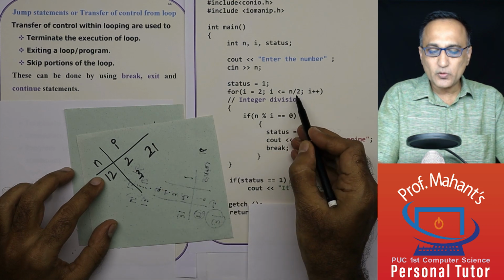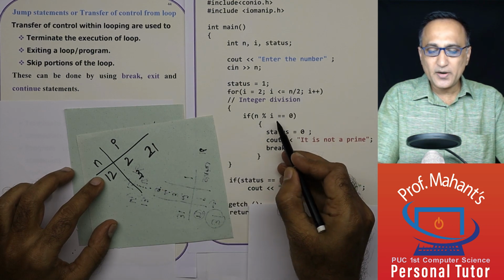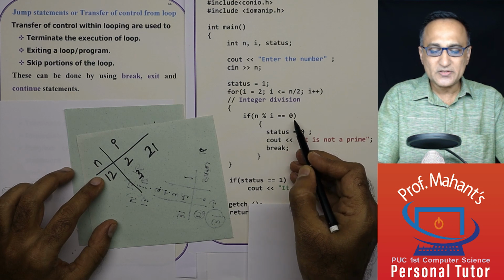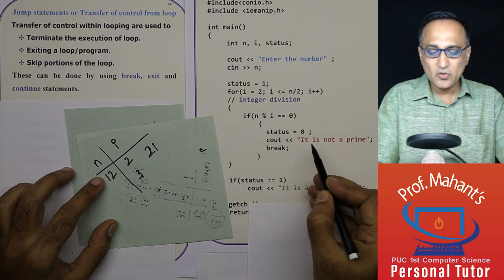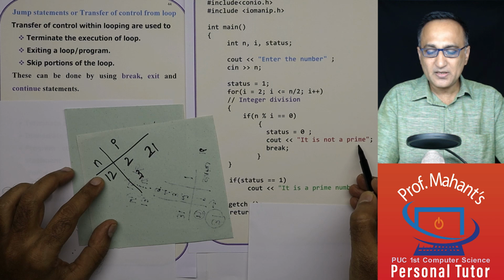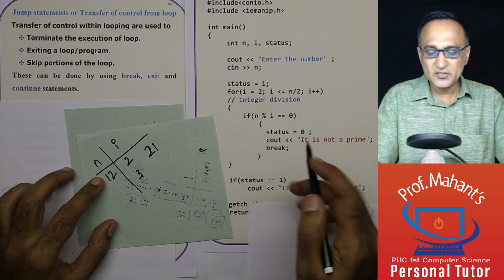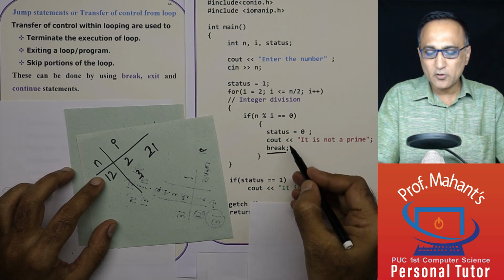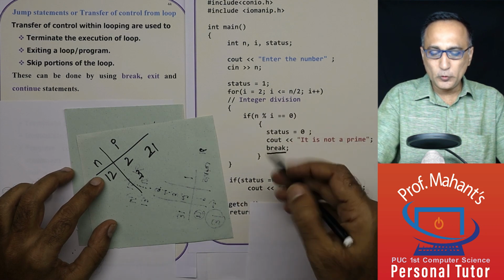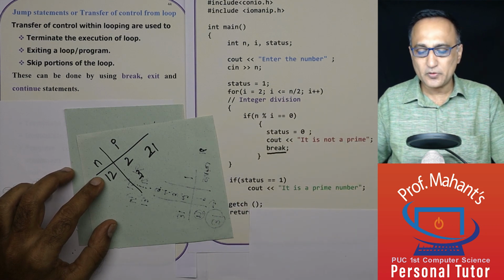3 is less than or equal to 11. 21 divided by 3 is equal to 0. Status becomes 0. It is saying it is not a prime number. That means 21 is not a prime. It is because of this break, you're coming out of this particular block or loop and stopping the program execution.